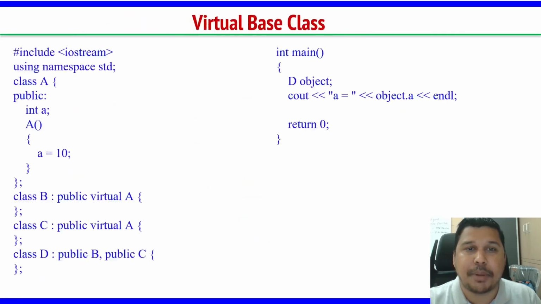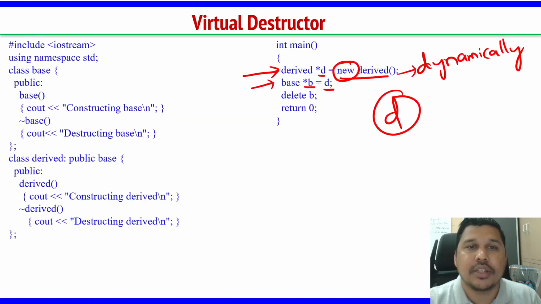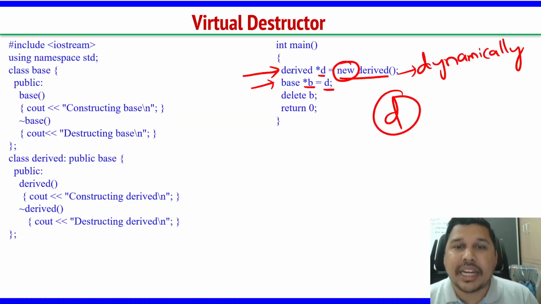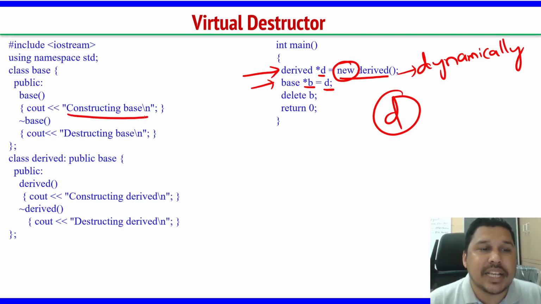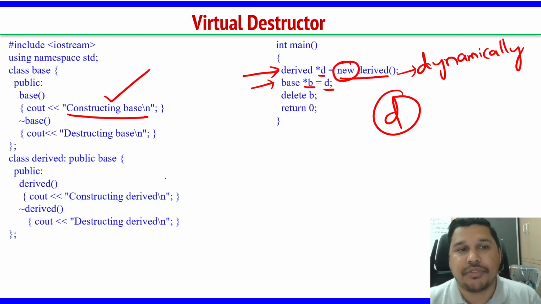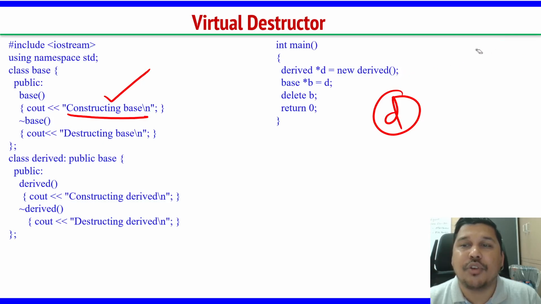Now come to this example. See, here what's happening? I am creating an object for the derived class. So which constructor should execute? Constructing base. This will execute first. Then I am also creating an object for the base class, and I am assigning the derived class object to the base class pointer.